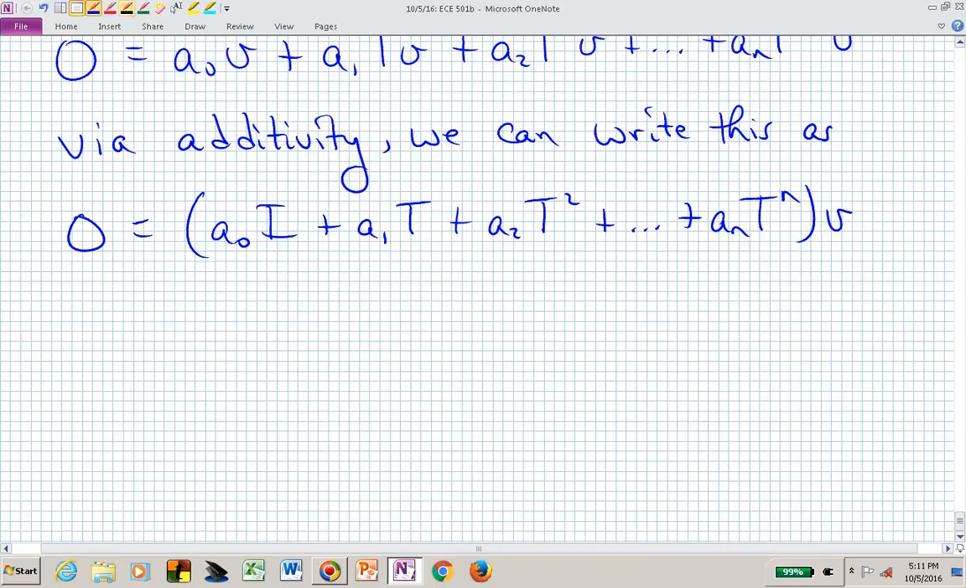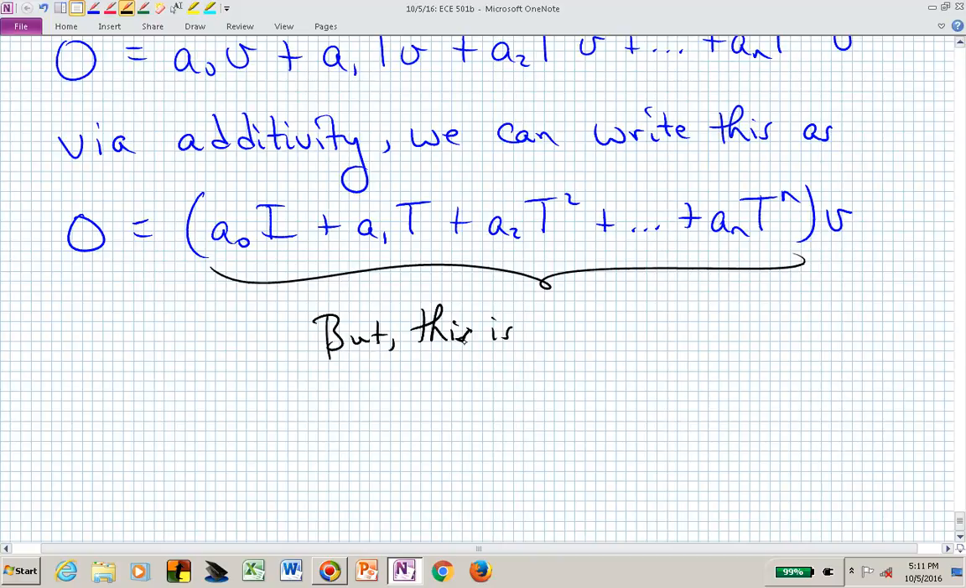So now this particular polynomial in our operator, this polynomial is really just p of T. You guys are having as much fun with this as the computer is, aren't you? But this is just p of T.